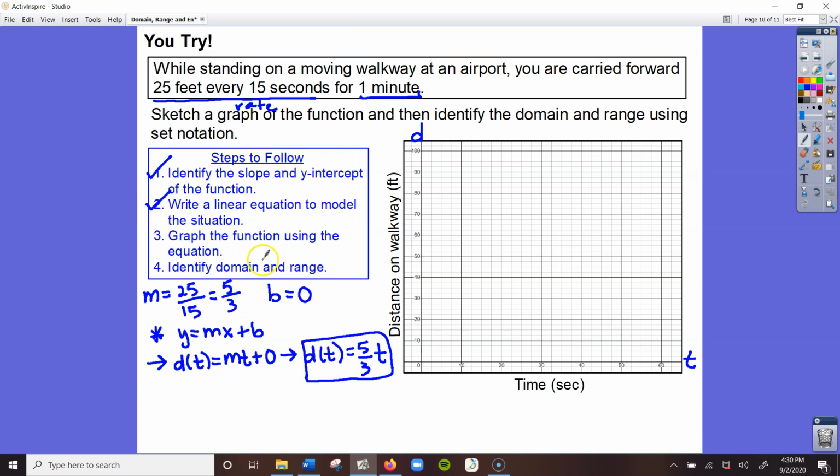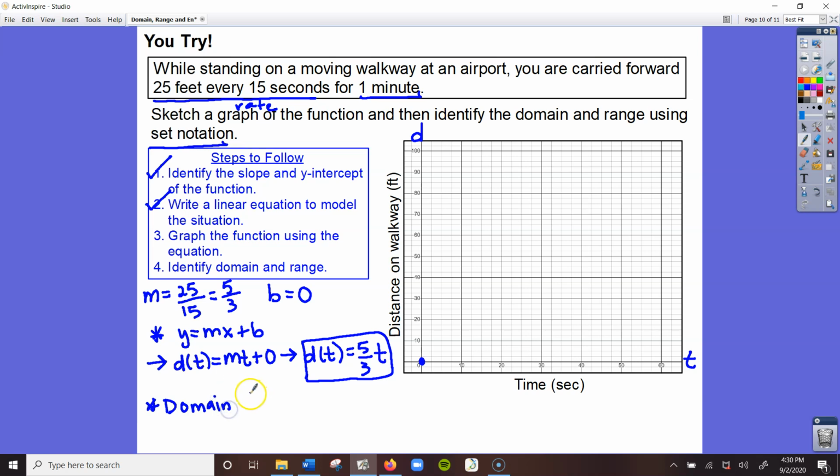Now we're going to graph the function using the equation. We know the y-intercept is 0, so I can put my y-intercept on the graph. And now we're missing that second point, where it ends. So let's go ahead and actually find the domain. We're going to find the domain using set notation.